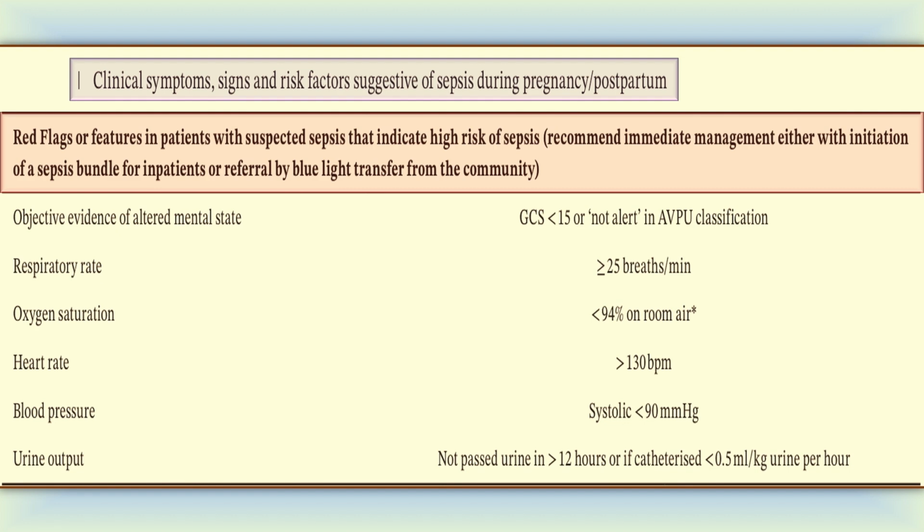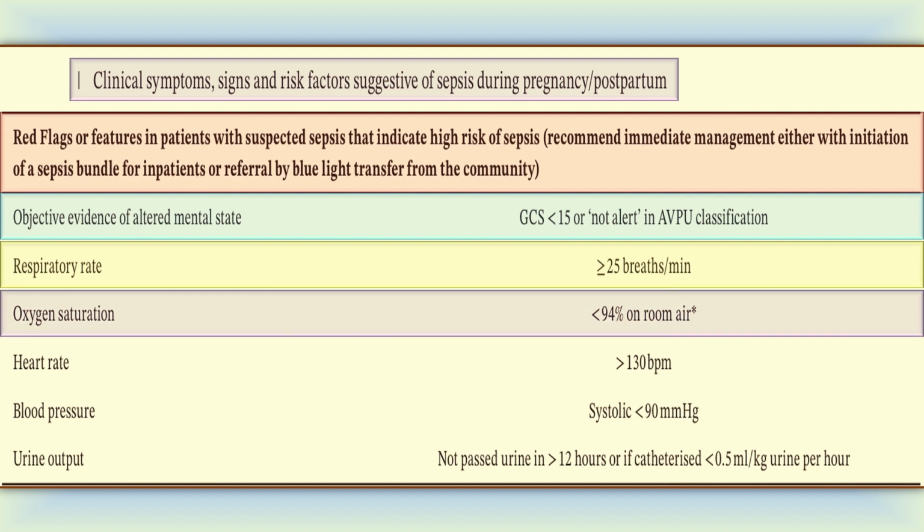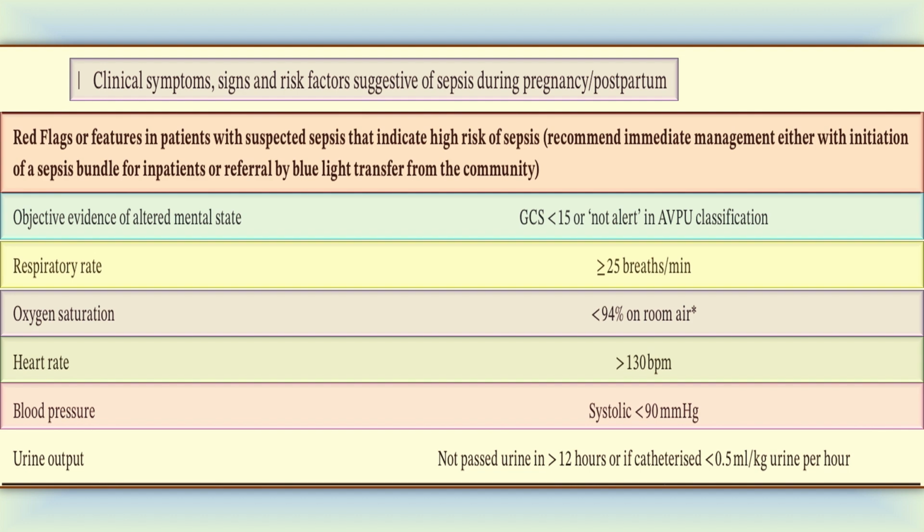And those include objective evidence of altered mental state in which GCS is less than 15. Respiratory rate is equal to or more than 25 breaths per minute. Oxygen saturation less than 94% on room air. Heart rate is more than 130 beats per minute. Systolic blood pressure is less than 90 millimeter of mercury, and urine output: either patient has not passed urine for more than 24 hours, or if catheterized, less than 0.5 ml per kg urine per hour is the output.